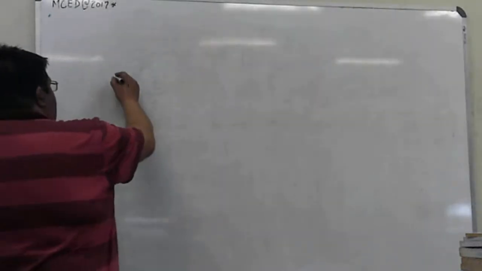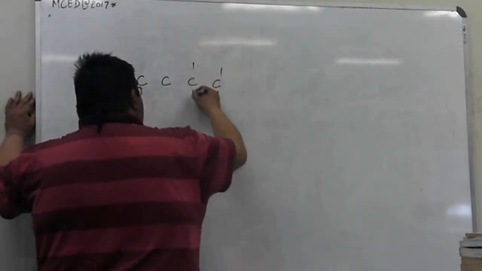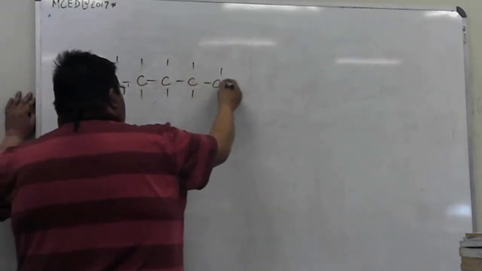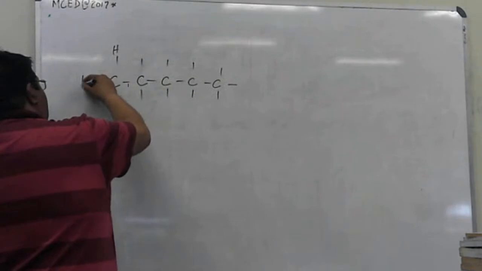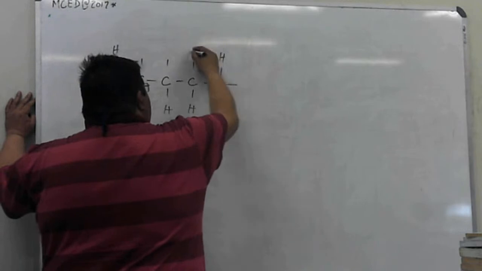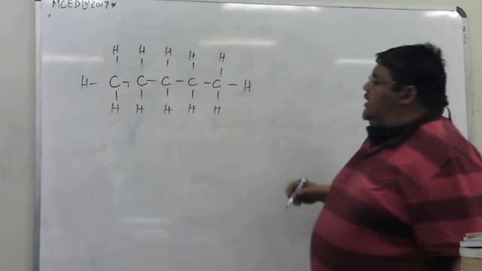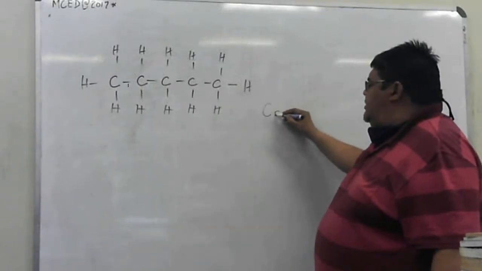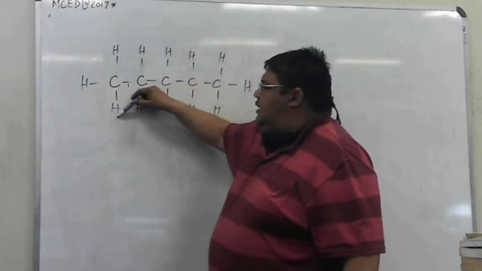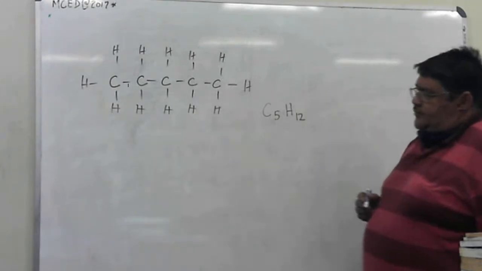Now, if we take butane, 1, 2, 3, 4, 5 carbons. We notice that butane, and when I speak about isomers, I said we must start counting, and I see 1, 2, 3, 4, 5 carbons, and if I count 1, 2, 3, 4, 5, 6, 7, 8, 9, 10, 11, 12 hydrogens, okay, that is butane.